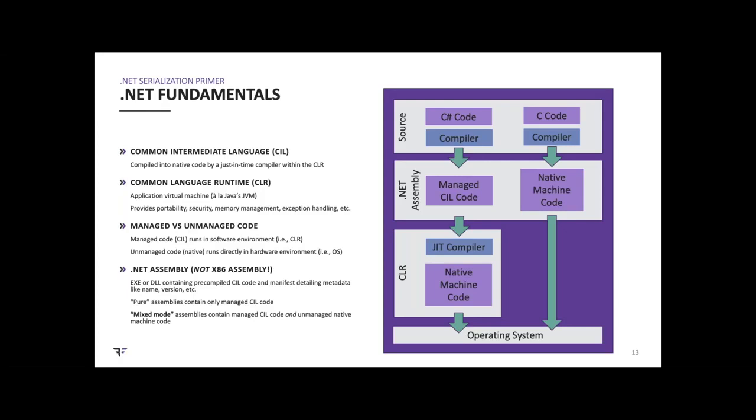And normally, if a .NET assembly only contains CIL code, if it only contains managed code that runs in the CLR, then that's known as a pure assembly. But I want to introduce a concept called a mixed mode assembly, which contains not just managed CIL code, but also unmanaged native code. So a mixed mode .NET assembly contains both managed and unmanaged code inside of the same file. And I want you to hang on to that term, mixed mode assembly. We're going to reference it again very shortly.